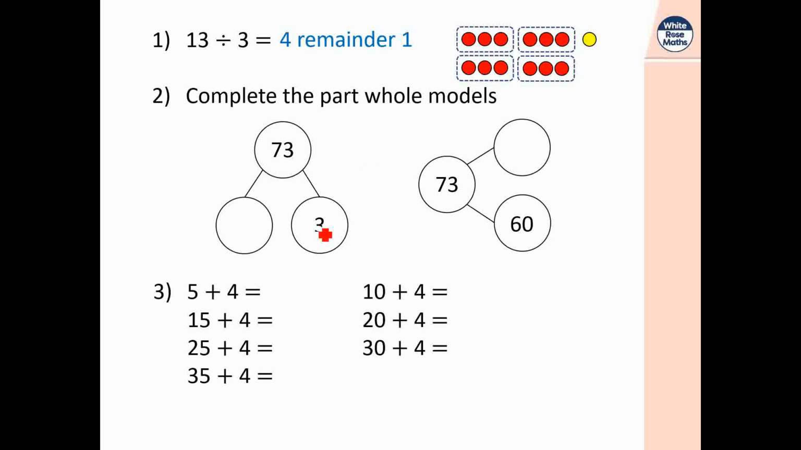Okay, complete the part-whole models. So we have 73, and we've partitioned 3 here. What would we put here? 70, good. And here we have 73 with 60 in one part. What would go here? 13, good.